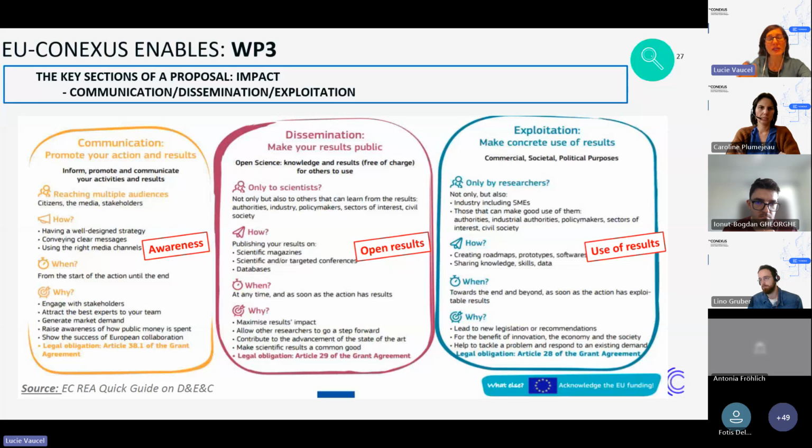Okay, so this is really important: to distinguish communication, dissemination, and exploitation. Those terms are different.